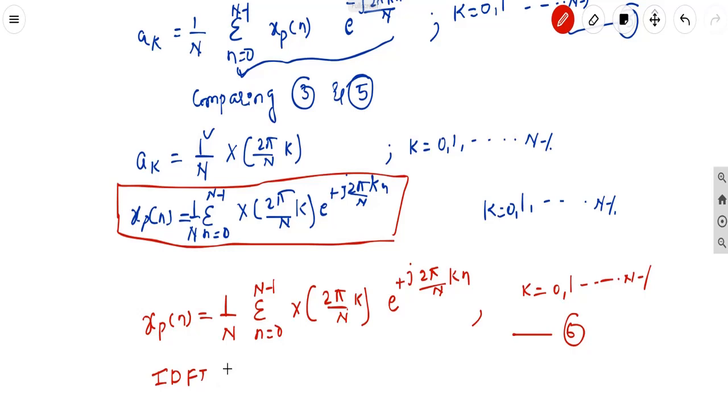This equation gives you the expression for the time domain sequence, that is xp of n, from the frequency domain samples, that is X of 2 pi by N k. Thus the time domain samples can be reconstructed from frequency domain sampling.